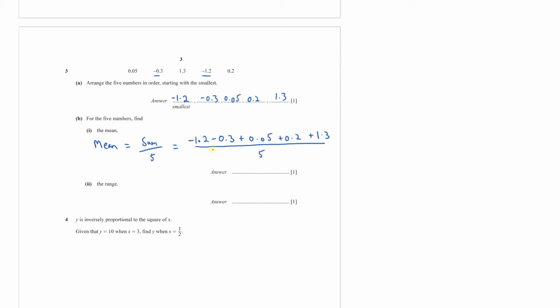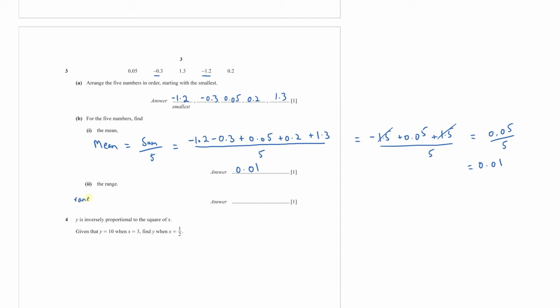by 5. Now I can see here that minus 1.2 minus 0.3 will be minus 1.5 plus 0.05, and then 1.3 plus 0.2 is plus 1.5, divided by 5. And this plus 1.5 and minus 1.5 will equal 0, so they cancel out. So you have 0.05 divided by 5, which equals 0.01. So 0.01.